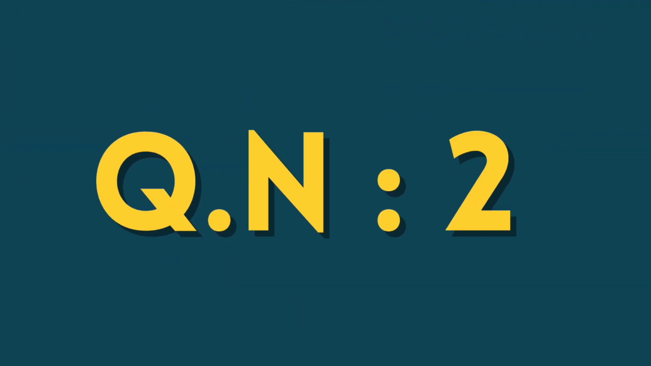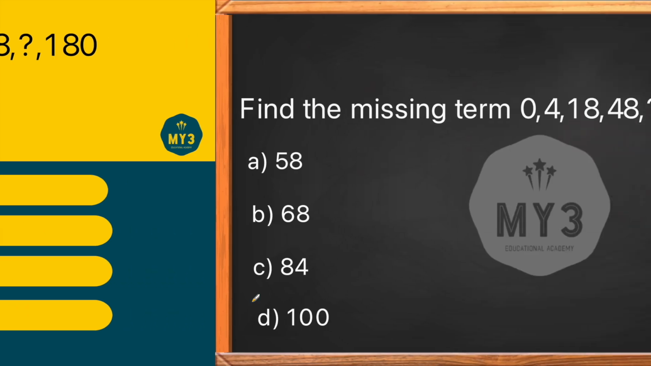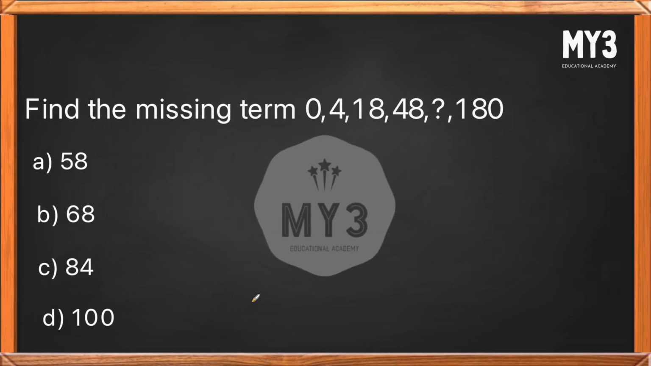Let's look at the question number 2. 0, 4, 18, 48, question mark, 180. What will be the missing term? How can we find out the missing term? You can just use the same approach which I have told you in the previous. 0, 4, 18, 48, question mark and 180.